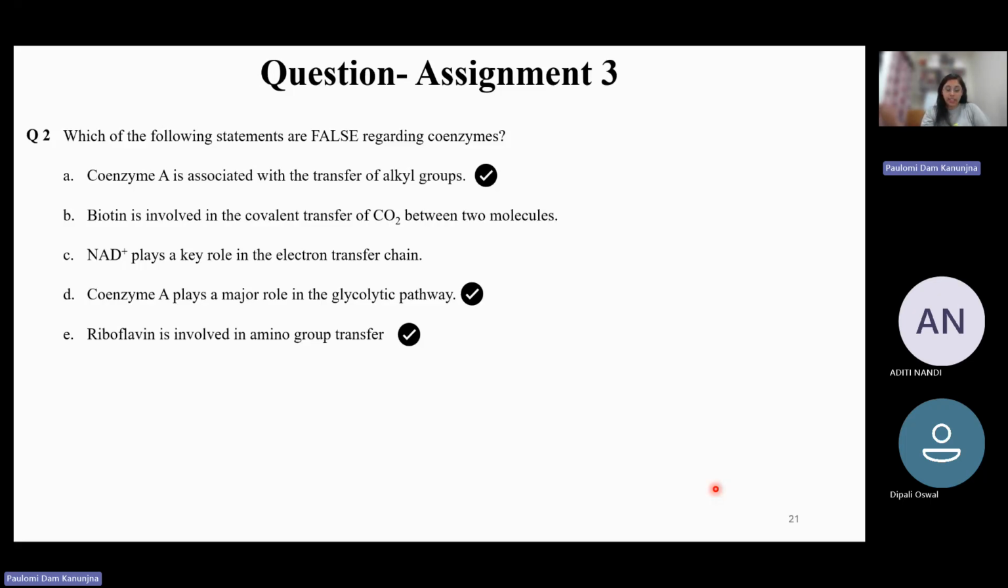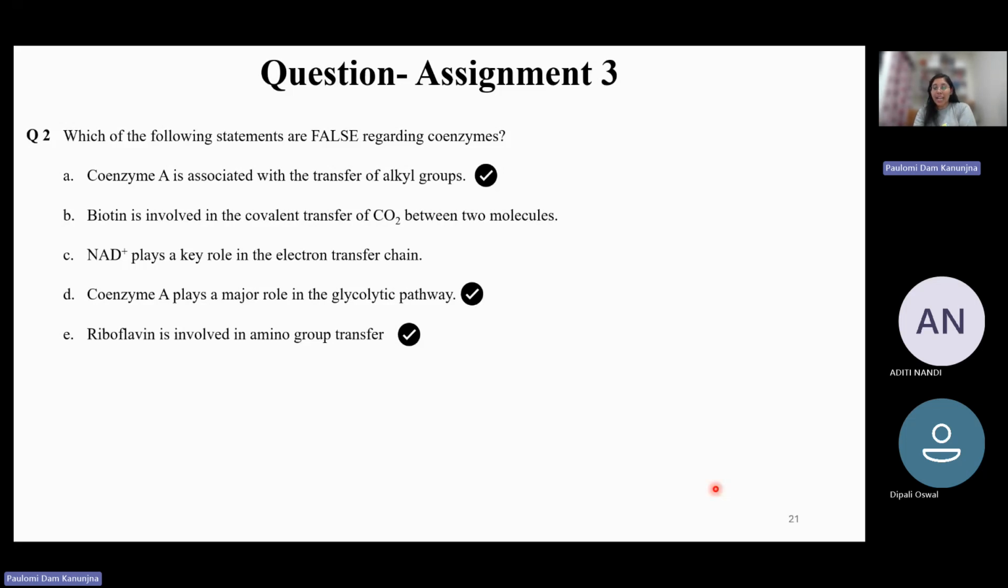Next one is NAD plus plays a key role in ETC. We have seen this, that they are part of the electron transport chain, right? Next is coenzyme A plays a major role in the glycolytic pathway. If you remember, you do not see coenzyme A directly in any glycolysis step. Where you see it is right after the glycolysis step, which is pyruvate getting converted to acetyl coenzyme A. That's where you see coenzyme A, if you remember. So there you have your coenzyme A playing a greater role, right?